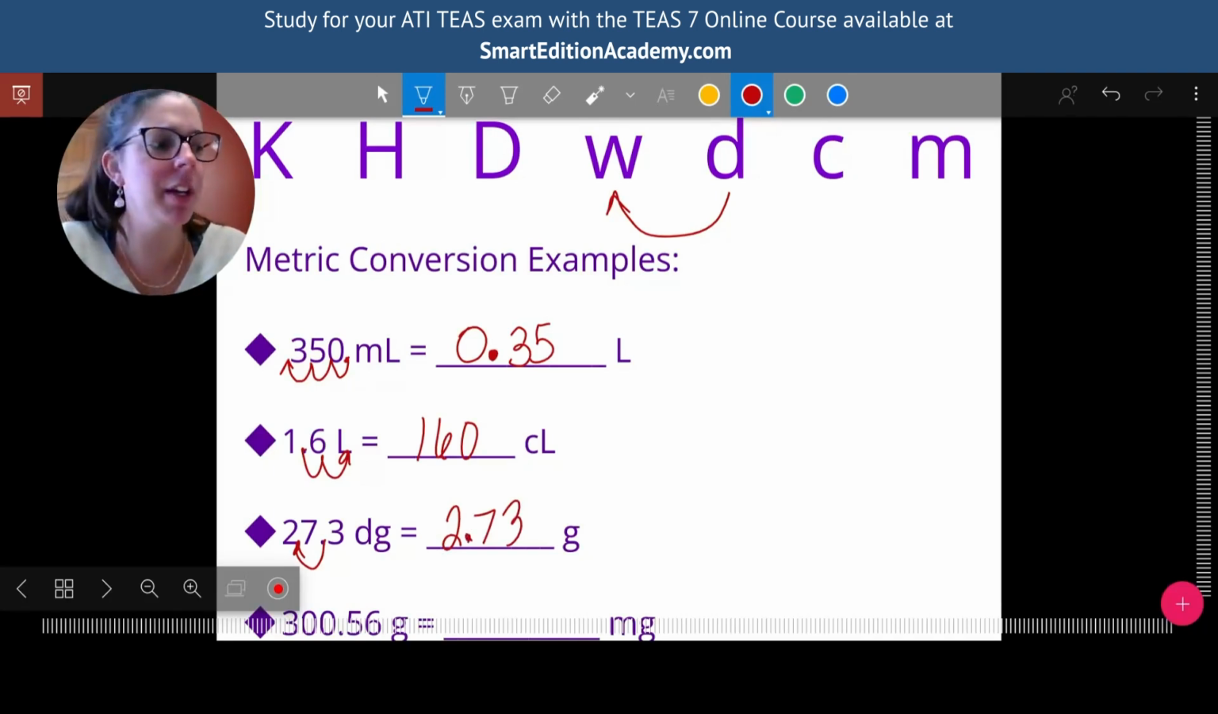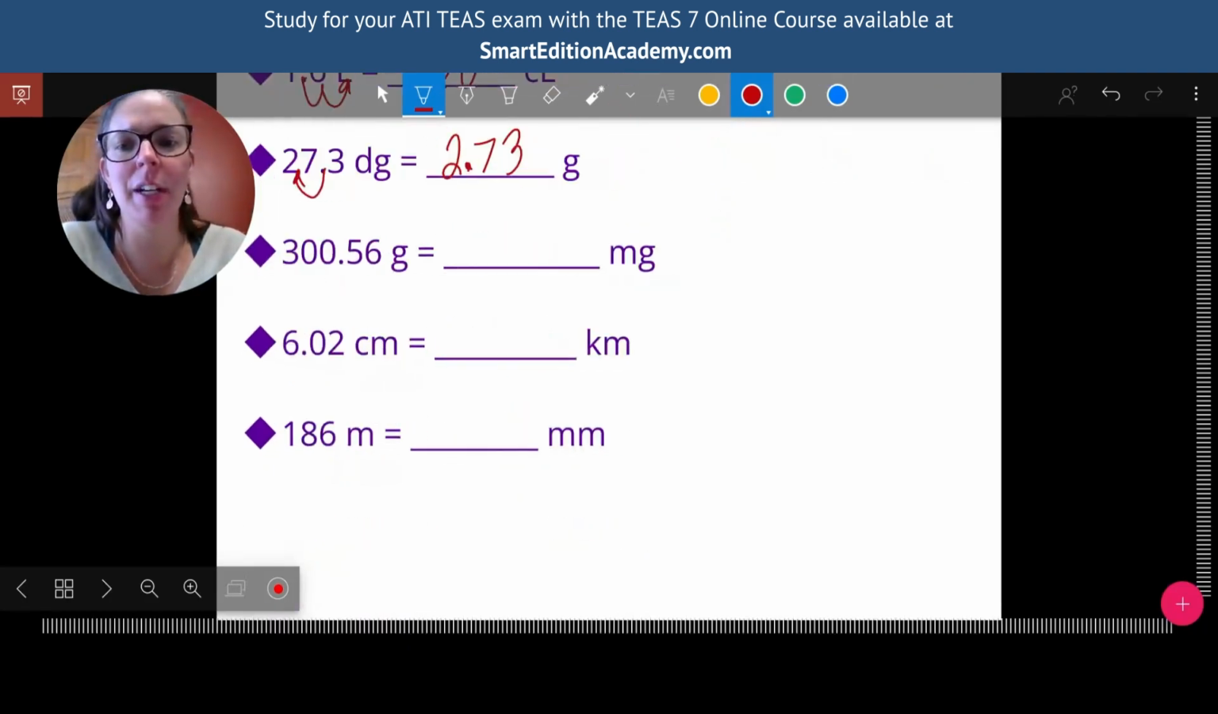Okay, so let's scroll down. I've got a few more examples for you here. I'm just going to rewrite my mnemonic really quick. King Henry died while drinking chocolate milk. It takes me 5 seconds to write it down, and now I have a resource to use.